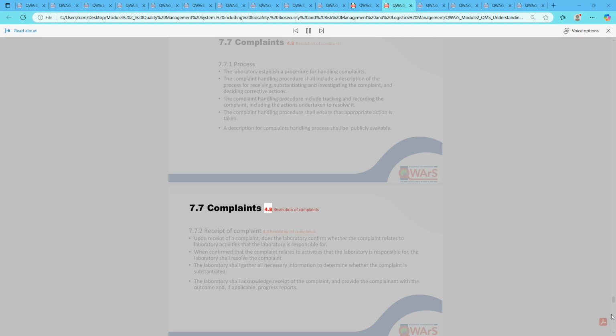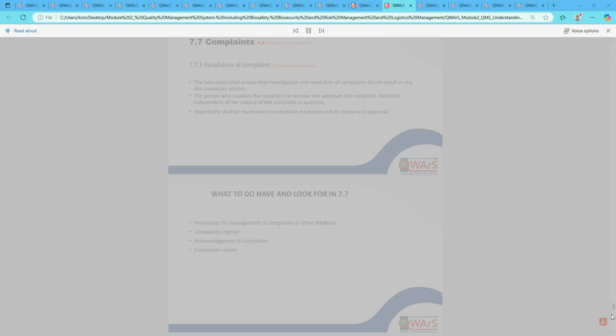7.7 Complaints. 4.8 Resolution of Complaints. 7.7.2 Receipt of Complaint. 4.8 Resolution of Complaints. Upon receipt of a complaint, does the laboratory confirm whether the complaint relates to laboratory activities that the laboratory is responsible for? When confirmed that the complaint relates to activities that the laboratory is responsible for, the laboratory shall resolve the complaint. The laboratory shall gather all necessary information to determine whether the complaint is substantiated. The laboratory shall acknowledge receipt of the complaint and provide the complainant with the outcome and, if applicable, progress reports.